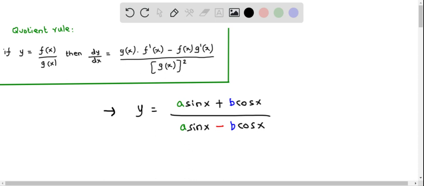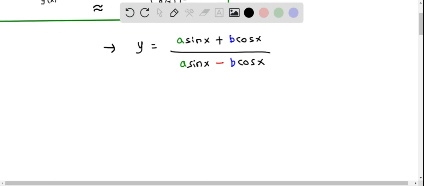That is, the rule says if y equals f of x over g of x, then dy by dx is given by this quotient: g of x times f prime of x, where f prime of x is the derivative of f of x with respect to x, minus f of x times g prime of x, where g prime of x is the derivative of g of x with respect to x, and this is all over g of x quantity squared. So we are going to utilize this formula to find dy by dx.